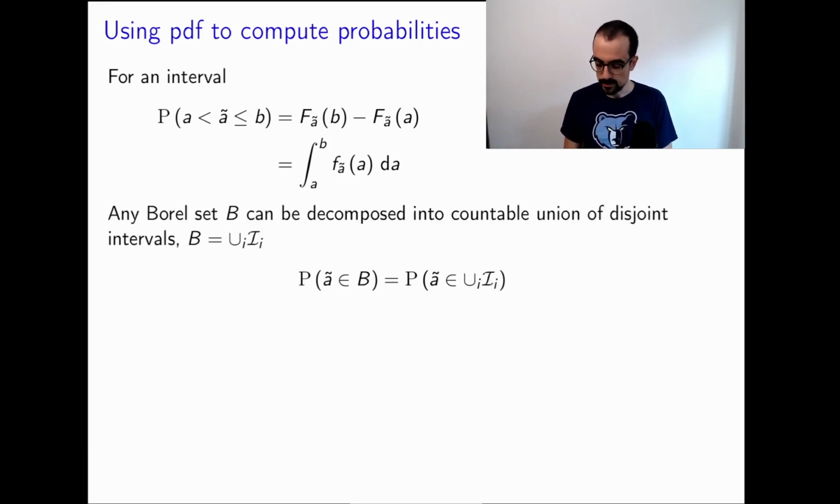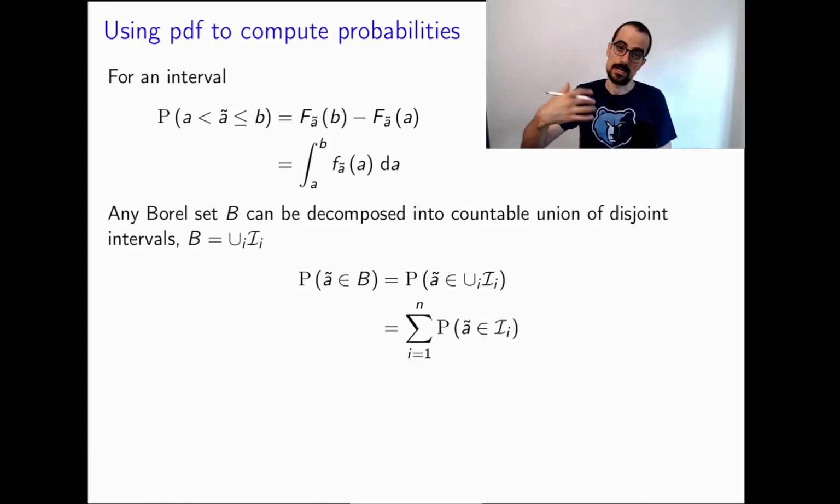If you're interested in any other Borel set, remember that Borel sets sound really fancy, but they're just unions of intervals, possibly countably infinite unions of intervals, but unions of intervals nonetheless. If you're interested in the probability that the random variable belongs to such a set, then you can divide the set into disjoint intervals, because if some of the intervals are not disjoint, you just merge them together. You divide it into the union of intervals.